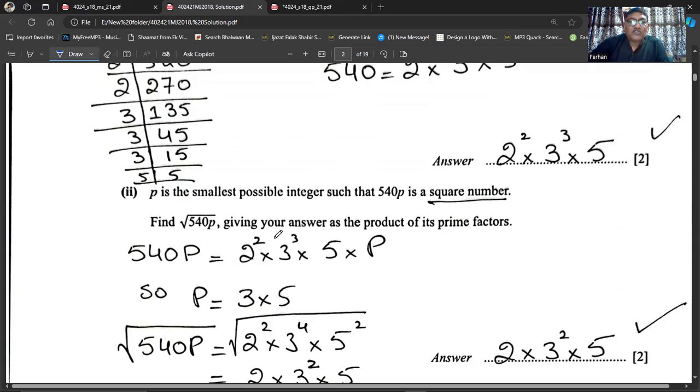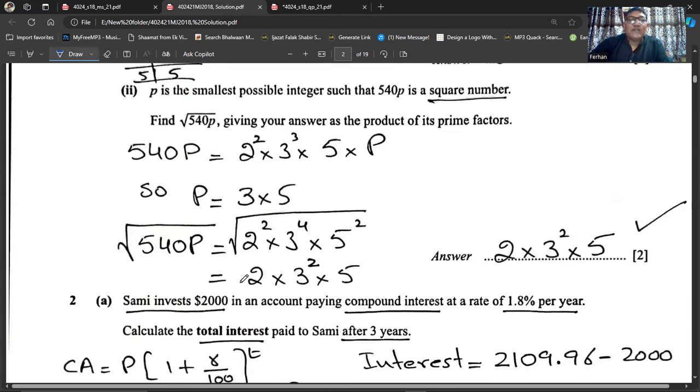So this number is not a perfect square. To make this a perfect square, I need another 3, and I need another 5. So p will be 3 into 5. So the number 540p becomes 2 square into 3 raised to power 4 into 5 square. When you take the square root on both sides, this will become 2, this will become 3 square, this will become 5. So this is how this is done.